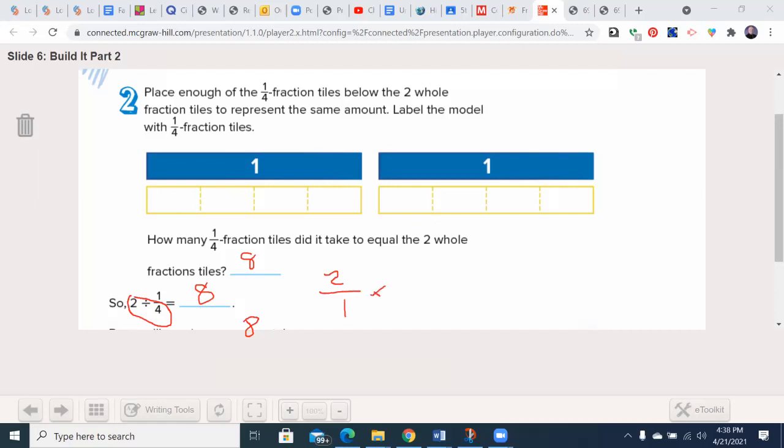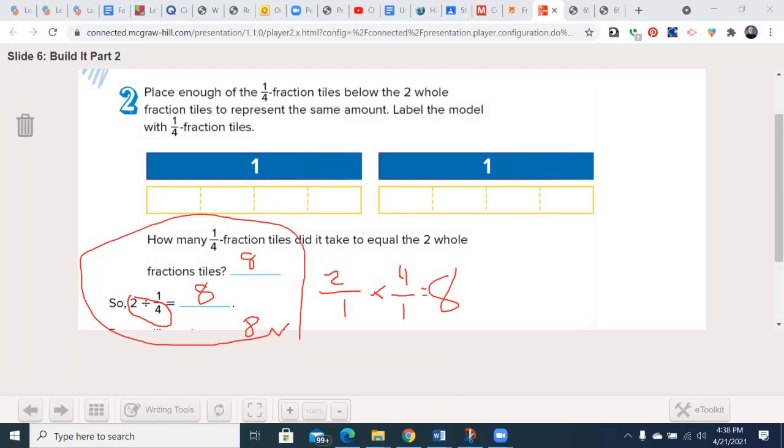So instead of 1/4, dividing by 1/4 is the same as multiplying by 4/1, which gave us 8/1. It's 8. But this is the part here I would like you to make sure you write in.